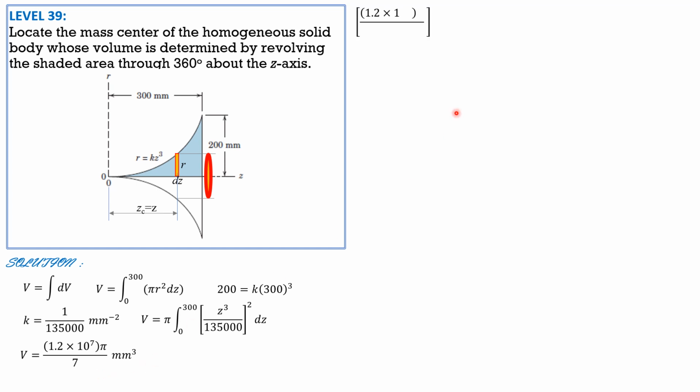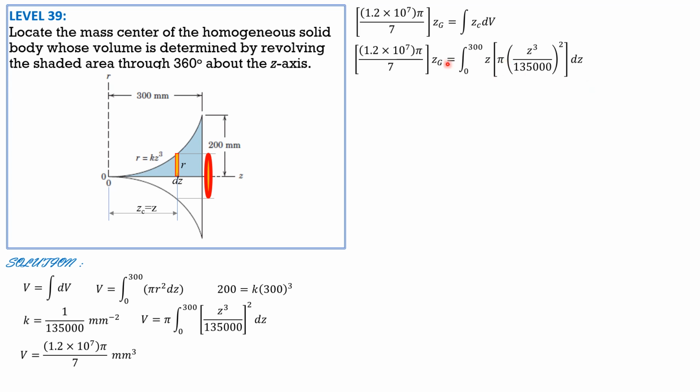Then by Varignon's theorem, volume, 1.2 times 10 to the 7 pi over 7, times z sub g is integral of z sub c dV, where z sub c is just z on the figure. So 1.2 times 10 to the 7 pi over 7 z sub g is integral from 0 to 300 of z times pi times z cubed over 135,000 quantity square dz. So again, using the calculator, cancel out pi first, then we can evaluate z sub g equals 262.5 mm. I will leave the details to you because this is just power formula and it's a matter of substituting these values using your calculator.